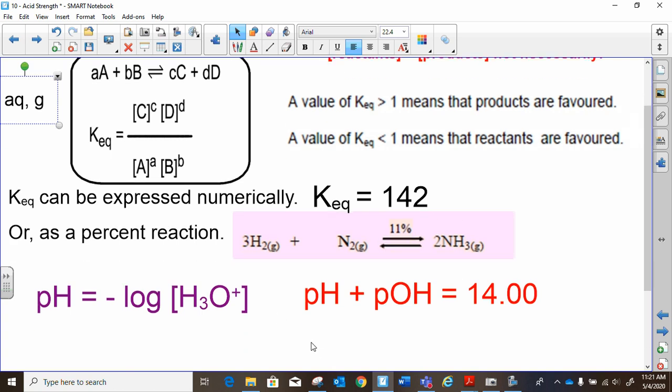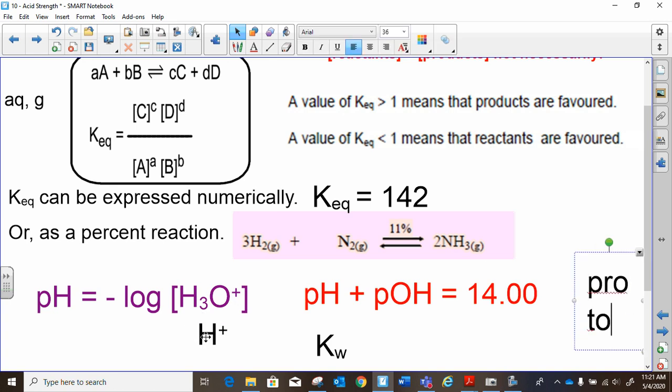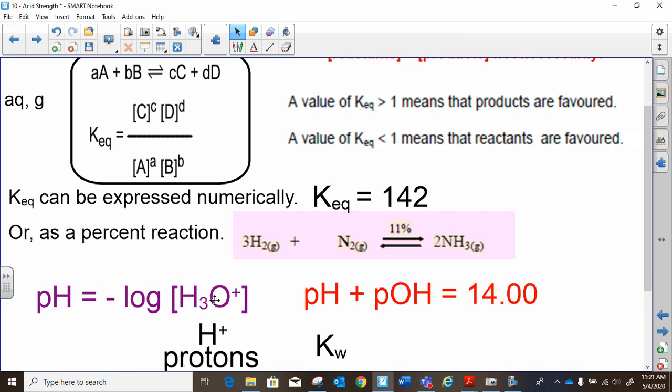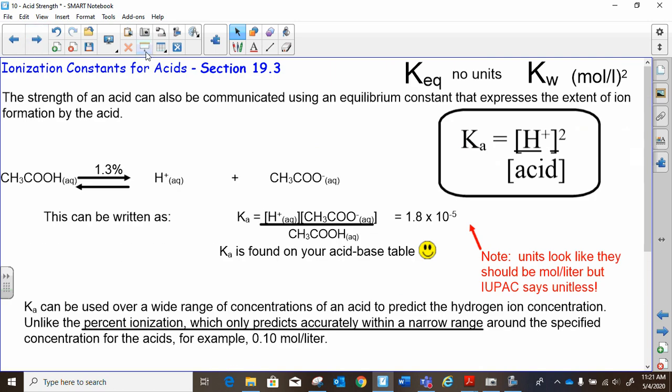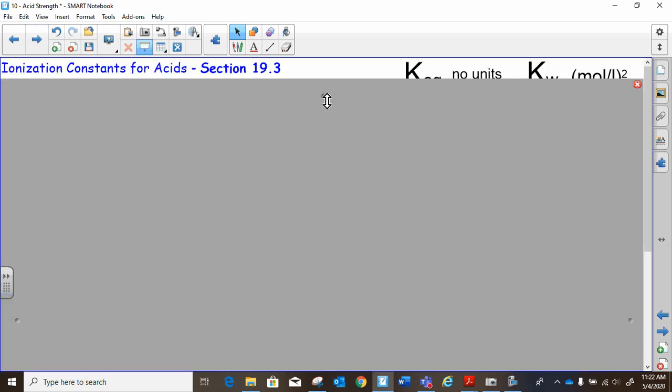And then at the very tail end, we talked about Kw, which is the equilibrium constant for water. And we talked about the hydrogen and the hydroxide ion concentrations in water. We also talked about how H+ is the same thing as H3O+, and how sometimes scientists use the word protons as well when discussing the amount of H+ or hydronium ions. So that's a very quick, less than 5-minute review of what we did in about 3 weeks of online learning. That's our equilibrium unit. Right now, we're going to move into section 19.3, ionization constants for acids.